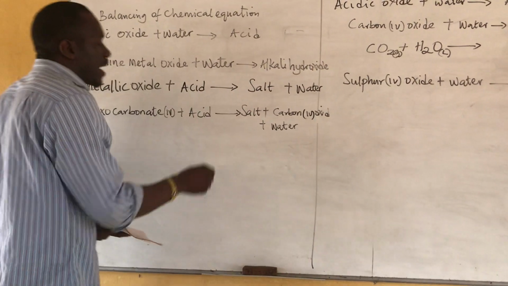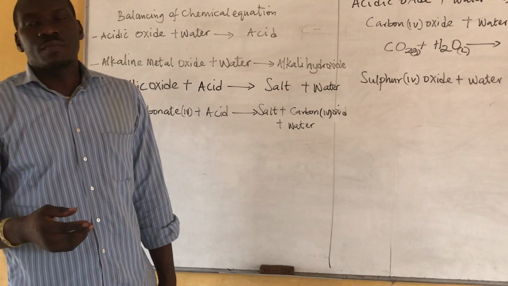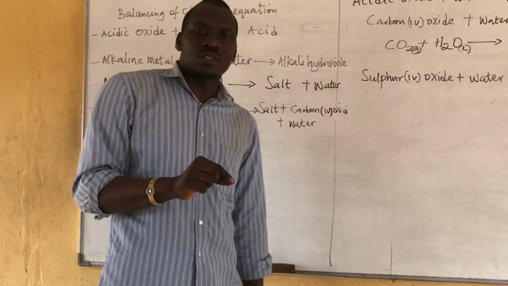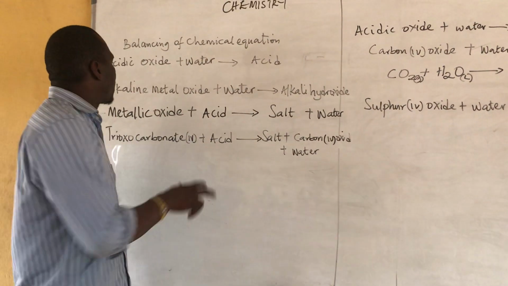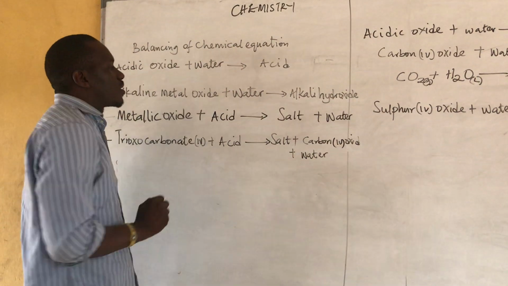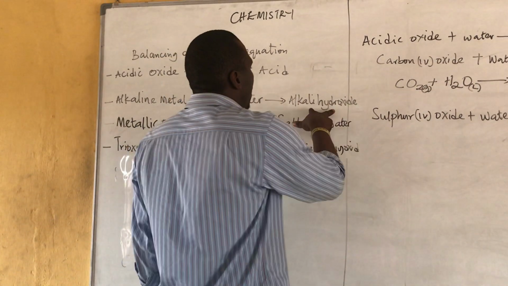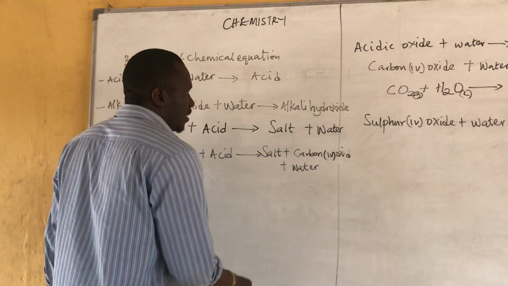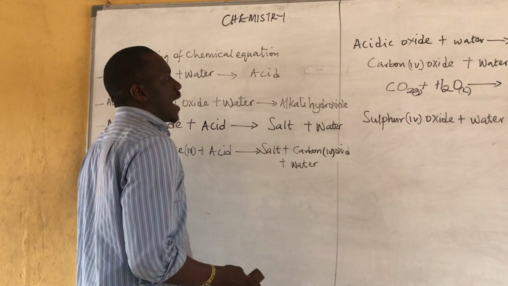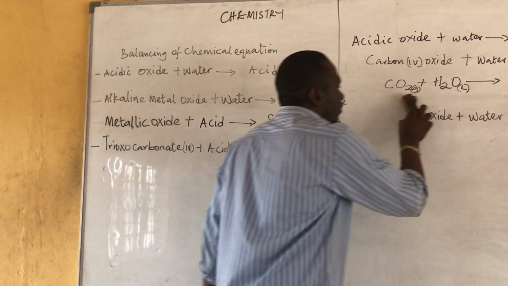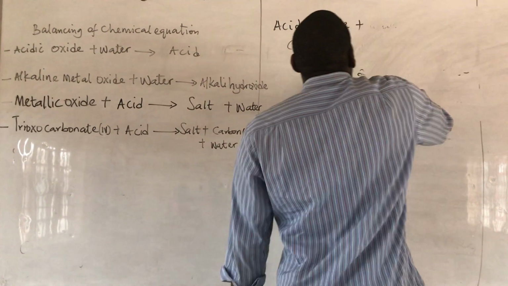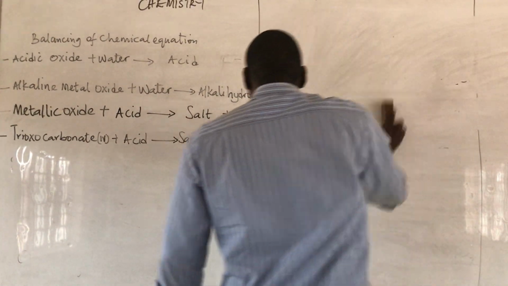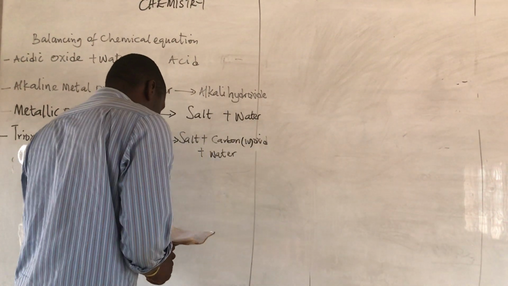Alkaline metal oxide. What are the alkaline metals? Alkaline metals are metals of group 1. Now combining with oxygen, it gives us alkaline metal oxide, plus water to give us an alkaline.